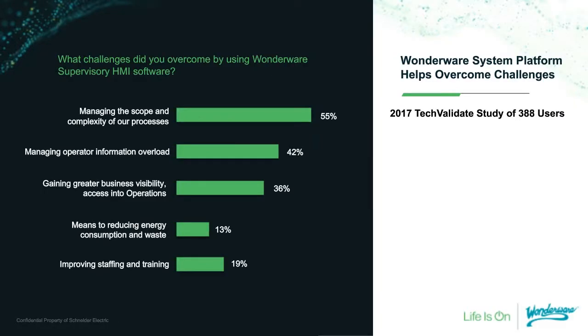And some of the more feedback that we have seen here is around what challenges our customers have overcome while utilizing it. When you talk about managing the scope and complexity of processes, System Platform allows you to scale from something that's quite small to systems that are hundreds of machines working in concert together to provide a uniform execution method and overall supervisory method for that system. Managing operator information overload is a big aspect of this. While you could put millions of points of data in System Platform, humans can only manage so much information at a point in time, and that's been key to what we've been trying to do, to ensure that we provide that situational awareness to our customers.